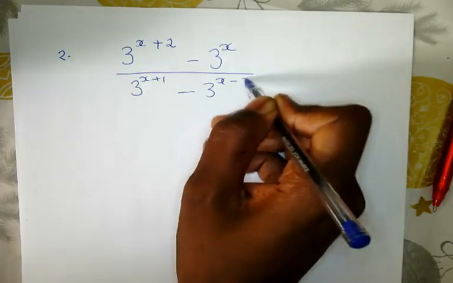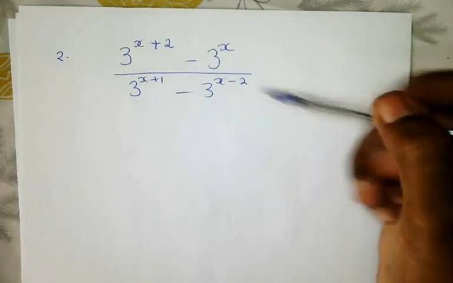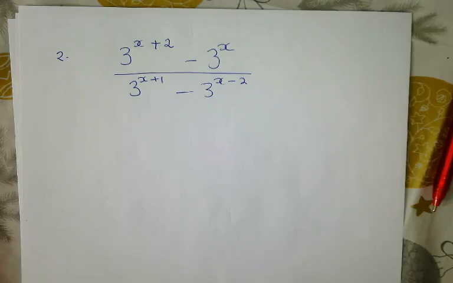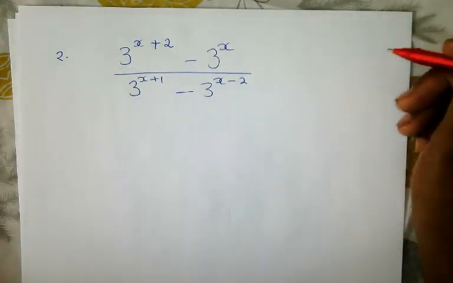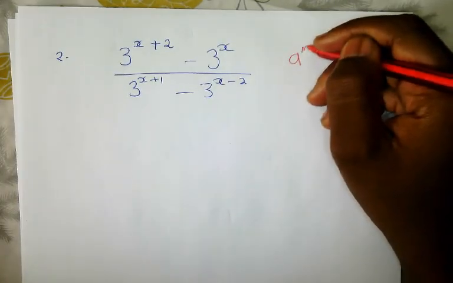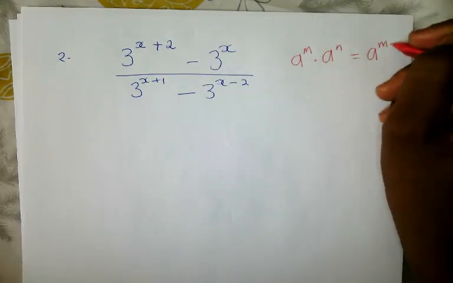Once we have a negative or subtraction in between the exponential terms, we know that we're going to factorize somehow. Now, I want to bring to your memory law 1. Law 1 says if I'm multiplying the same bases, I'm going to add the exponents.